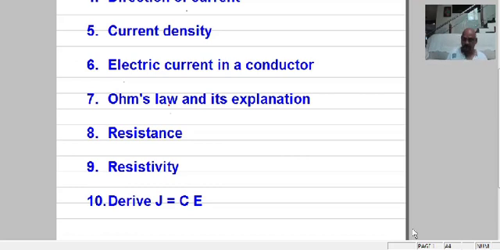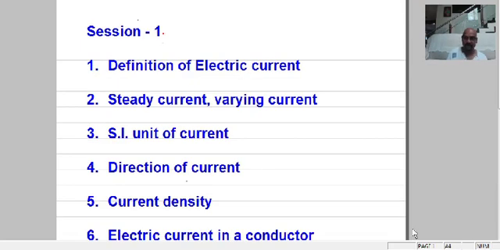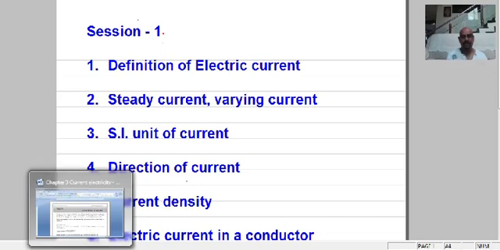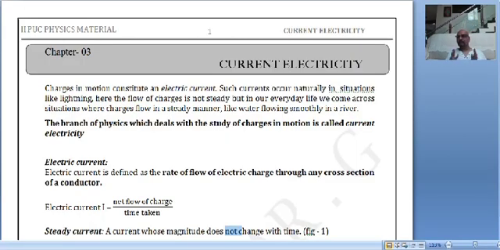We will start with current electricity, definition of electric current. So electric current in general, see that current electricity, it is the branch of physics which deals with the charges in motion. The branch of physics which deals with the charges in motion is called current electricity.